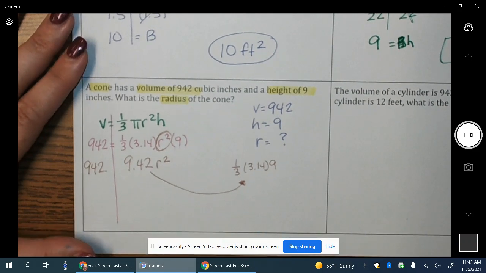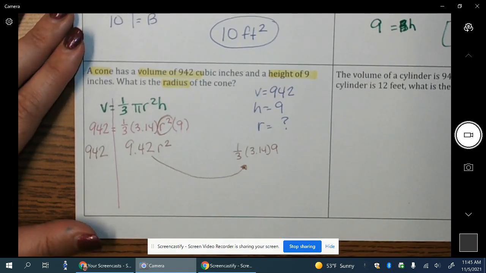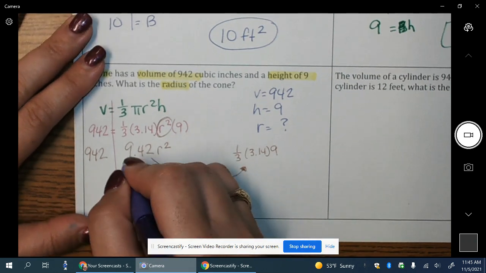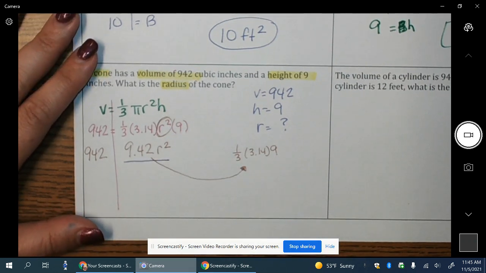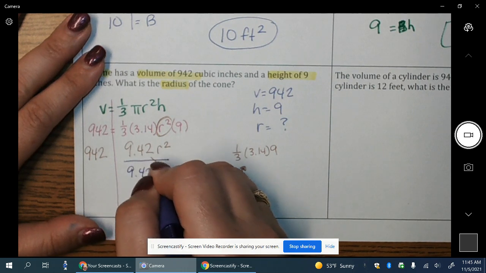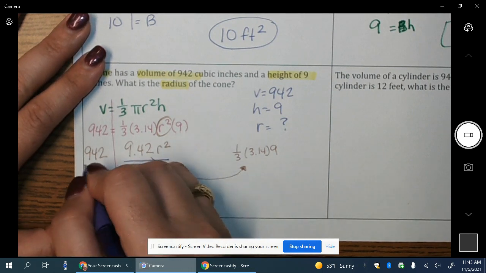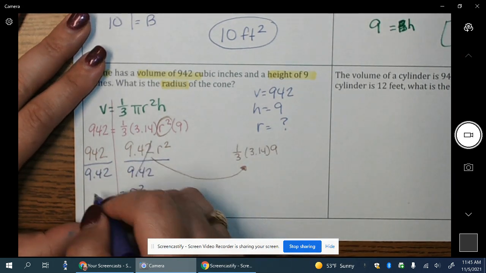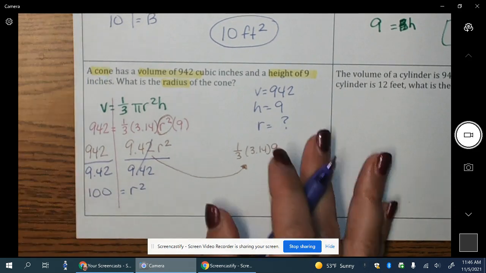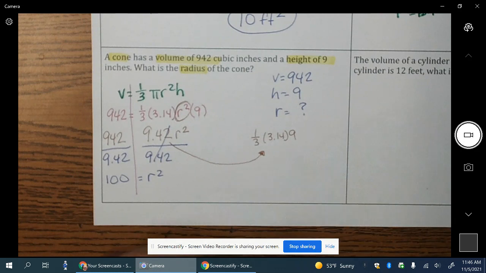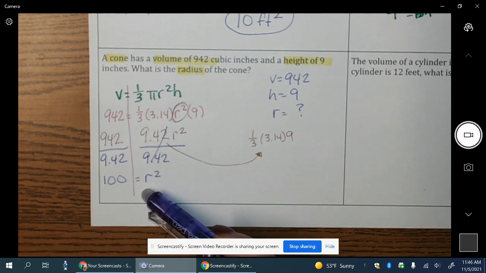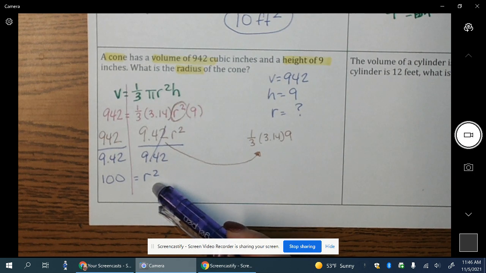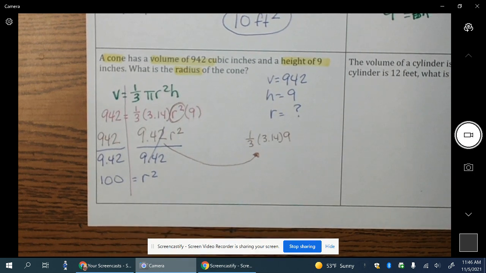All right, who's hanging out with my R? Okay, how do I get rid of 9.42? I heard subtract and I heard divide. Good. Remember, ask yourself, oh, it's being multiplied. The opposite of multiply is divide. When you divide, hopefully you get 100. Is 100 the answer? No. Because 100 is R squared. I just want R regular.